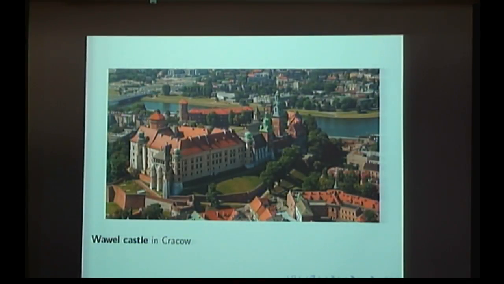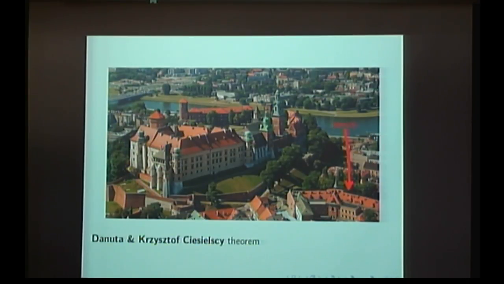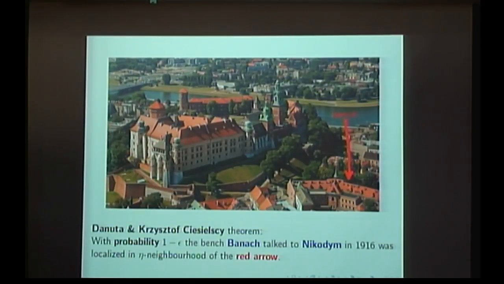Here's again a picture of Wawel Castle in Krakow. So this is the Vistula River. The first picture was taken from this place. Now I show you another picture. Look, just to formulate a mathematical theorem. This is a theorem of my friends, Daruta and Krzysztof Ciesielscy. You see here a red arrow. So the theorem goes like this. With probability 1 minus epsilon, the bench where Banach talked to Nikodym in 1916 was localized in an eta neighborhood of this red arrow. As you can guess, they are mathematicians. They still work on how to relate epsilon with eta. We don't know what is the relation between those two numbers.